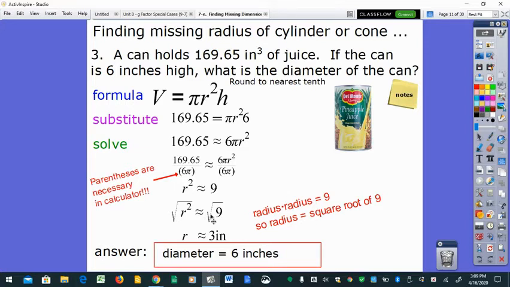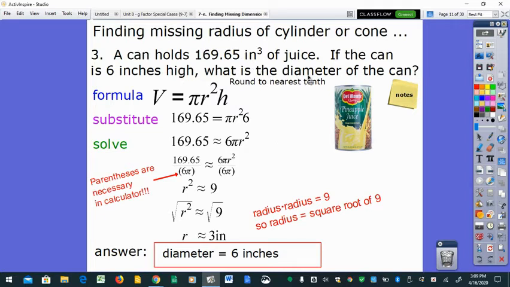If you're using your phone, you're going to turn your phone to the side, and you should see a square root button, and you would hit that button, put the 9, and when you take the square root of 9, it's 3. It's not half of 9. It's what number times itself gives you 9. 3 times 3 gives you 9, so the square root of 9 is 3. So the radius is about 3 inches.